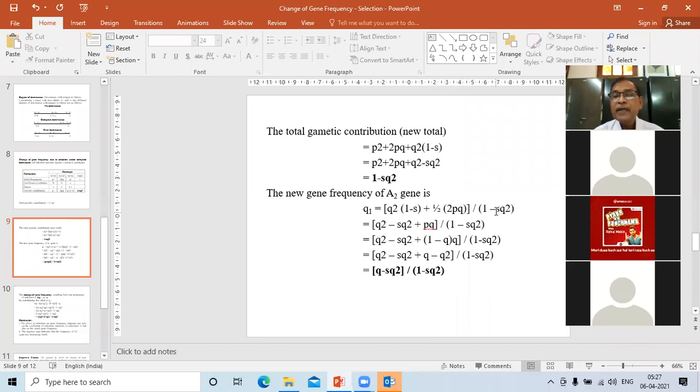And what is the new total? 1 minus SQ square. So after simplification, it will be Q square minus SQ square, and this half into 2PQ is equal to PQ, divided by the new total, that is 1 minus SQ square. Again, the next step, Q square minus SQ square. Now here I have modified it, substituting the value of P as 1 minus Q. So 1 minus Q into Q, divided by the new total, then Q square minus SQ square plus Q minus Q square.